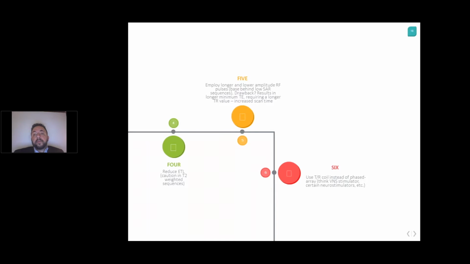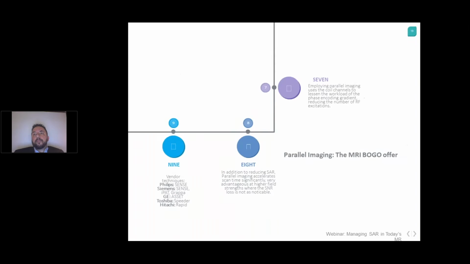Another mechanism of reducing SAR: use a TR coil, transmit-receive coil, instead of a phased array coil. Think of a VNS stimulator or certain neurostimulators where, for safety, we have to transmit and receive RF only inside the coil. So we'll image a seizure patient with a VNS stimulator turned off. What does it result in? Longer scan times, but always a lot less SAR risk with that.